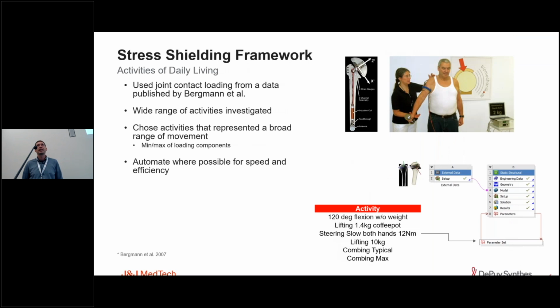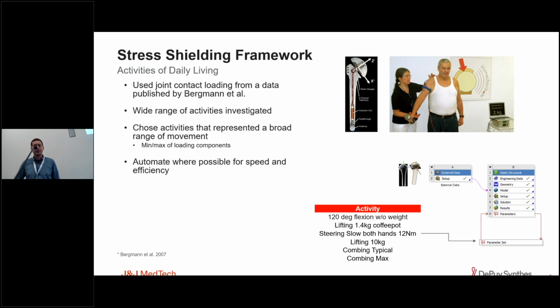For loads, in this case, we looked at Bergmann data. There's a lot of instrumented implant data from Bergmann and others. In this case, we're looking at joint contact forces in the shoulder for various activities of daily living. We didn't want to just look at one activity. Obviously, your arm does a lot of things throughout the course of the day. So we looked at activities that had low and high off-axis loading components. Most of the load goes through the axis of the bone, but then we chose high and low off-axis components to get a feel for the loading space.